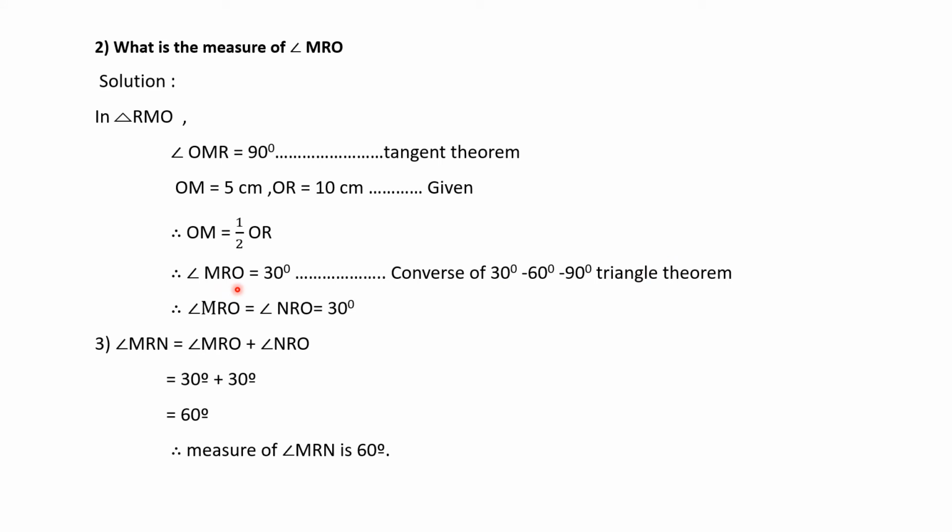If angle MRO is 30 degrees, then angle NRO is also 30 degrees. Third one, measure of angle MRN is equal to angle MRO plus angle NRO. Substitute the given measures, 30 degrees plus 30 degrees is equal to 60 degrees. Measure of angle MRN is 60 degrees.